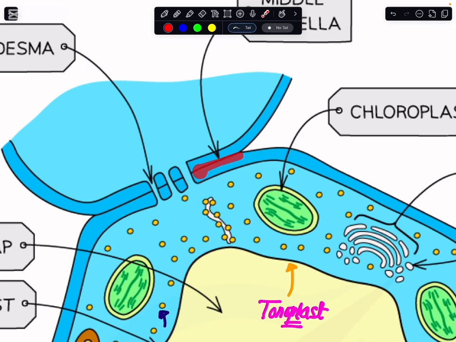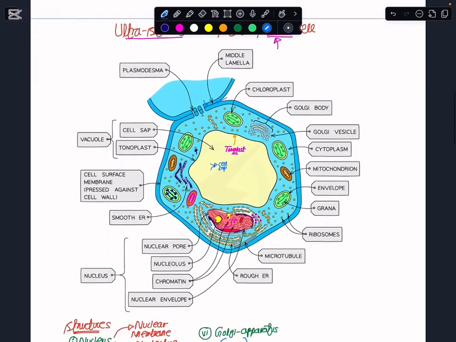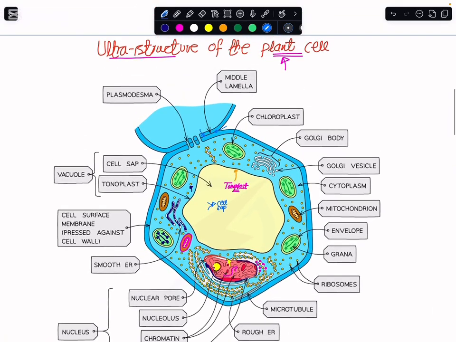Okay, and then here is the point where the two cell walls attach to one another. So we will have something coming here, and this is called the middle lamella. So the middle lamella is lying here. So this was all about the ultrastructure that you must know, of how the plant cell is going to look.